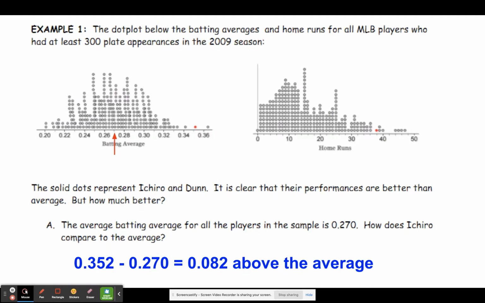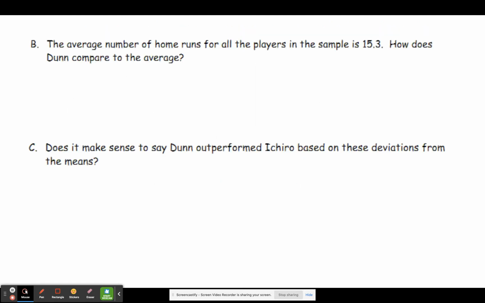Now, on the other graph, the average number of home runs for that year was 15.3. And 15.3 is right where that arrow is. So you can see that Dunn is also quite a bit above the average. We want to know how far above the average he is. So if we do 38, which was his number of home runs, minus the average, 15.3, we can find out that he is 22.7 home runs above the average.